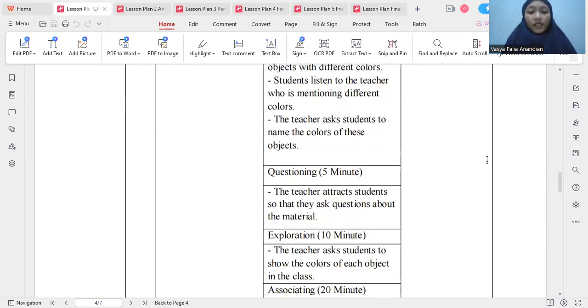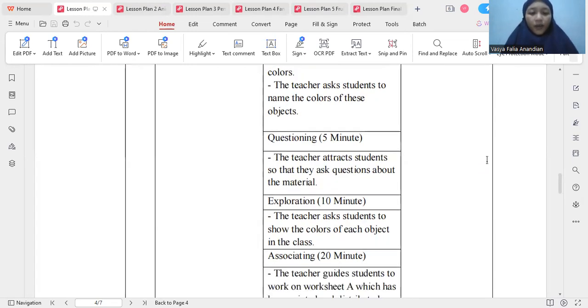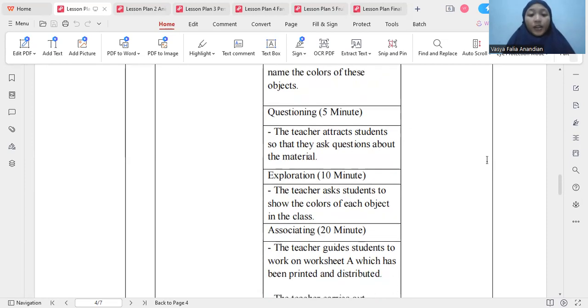The second part is questioning, 5 minutes. The teacher attracts students so they can ask the question about the materials. The third part is exploration for 10 minutes. The teacher asks students to show the colors of each object in the class so they can interact more and be more active in learning.